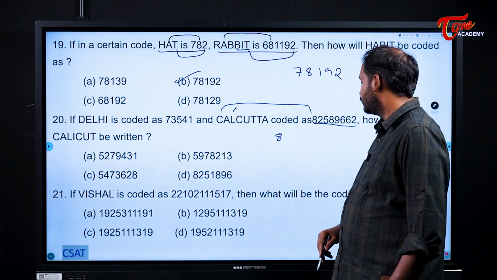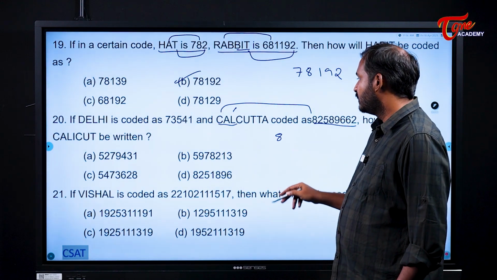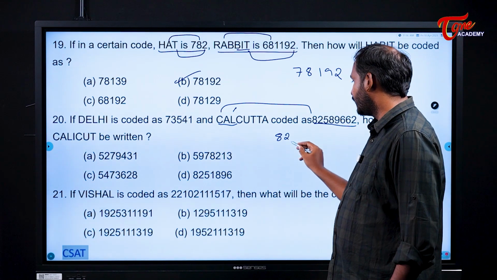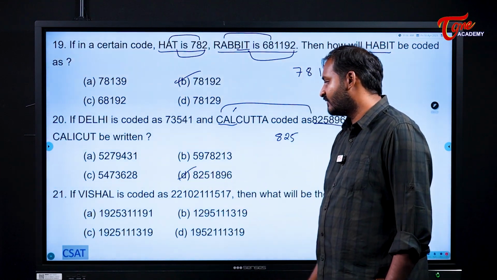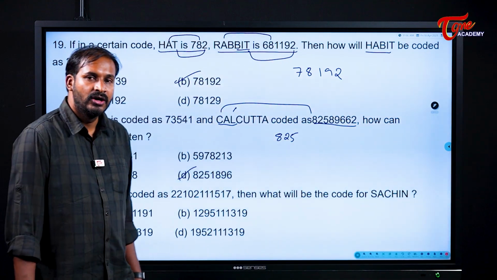Calicut. Okay. A is coded as what here? CAL. 8 to 5. The same. 8 to 5. Only one option is there for us. Option D. No need to verify the remaining one also. Directly you can tell the answer as option D.